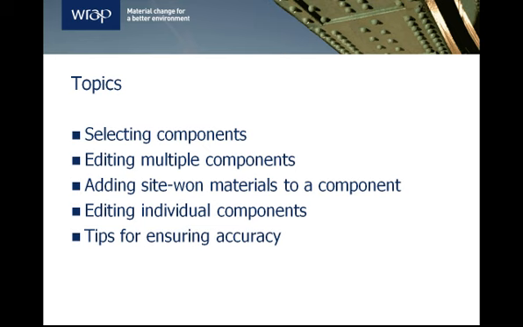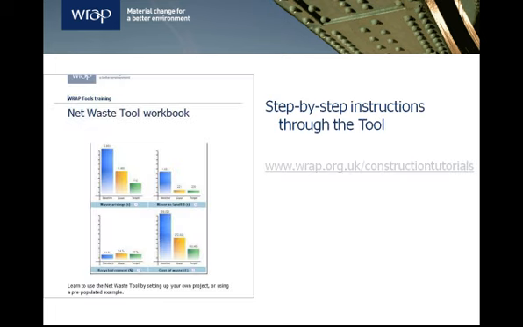In this module we will cover how to edit your project specification by selecting from a list of components, how to edit multiple components to match your specification more closely, how to add Site 1 materials to a component, how to edit individual components online, and some tips for interpreting a bill of quantities and ensuring your project is accurate. If you wish, you can start using the tool while listening to this video.